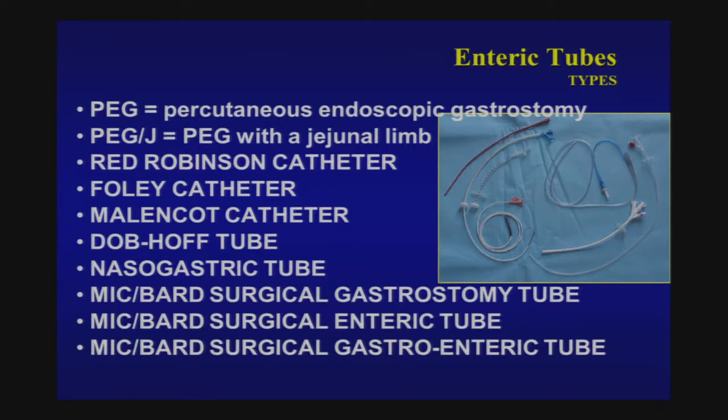A PEG-J, or you'll hear them called, is basically just a peg that has a separate limb that's snaked down into the jejunum for distal feeds. That's the only difference of that.